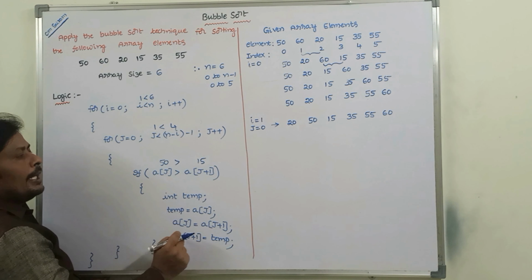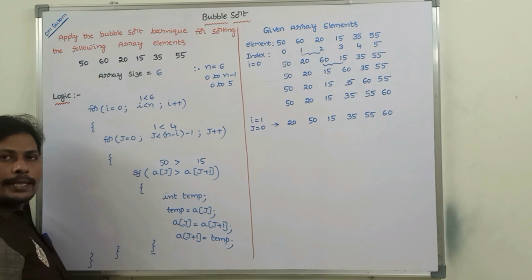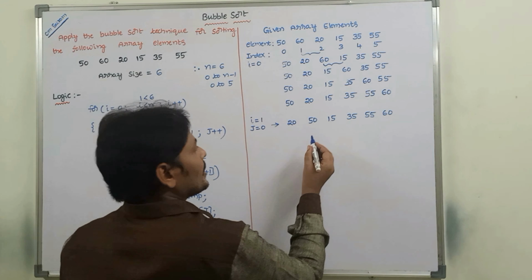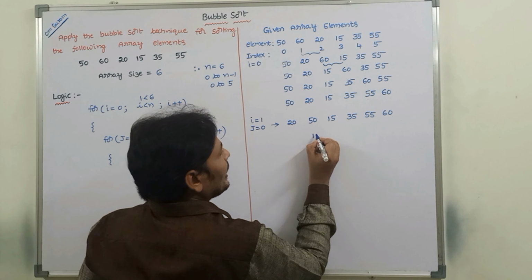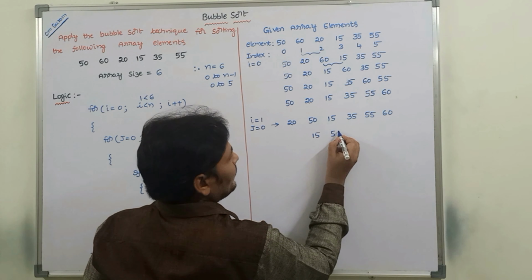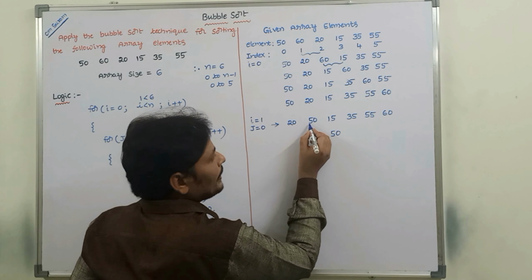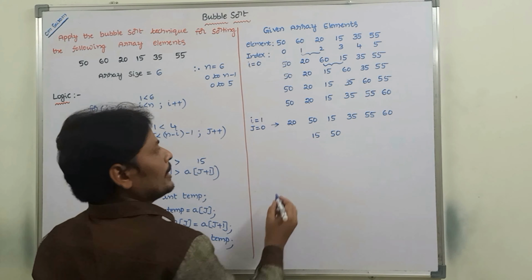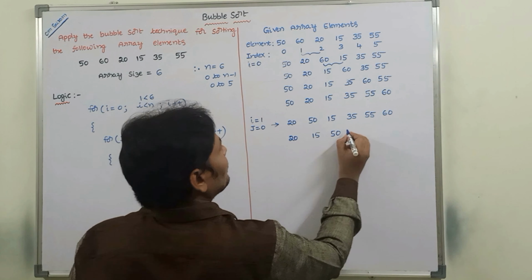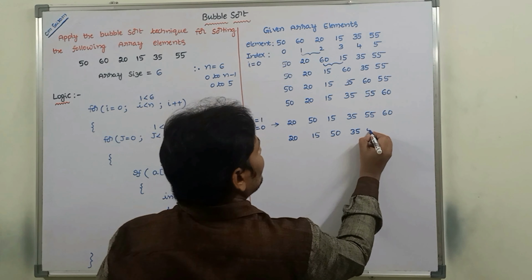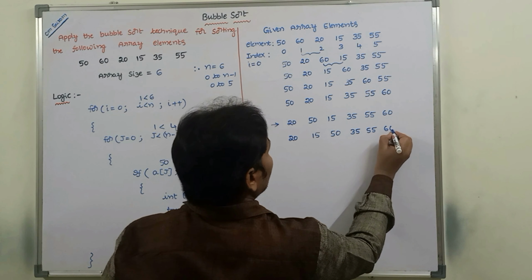In that body, these two elements are swapped. So after swapping these two elements, we are getting here 15, here 50. In the place of 50, 15 we are getting. In the place of 15, 50 we are getting. The remaining elements are same: 35, 55 and 60.